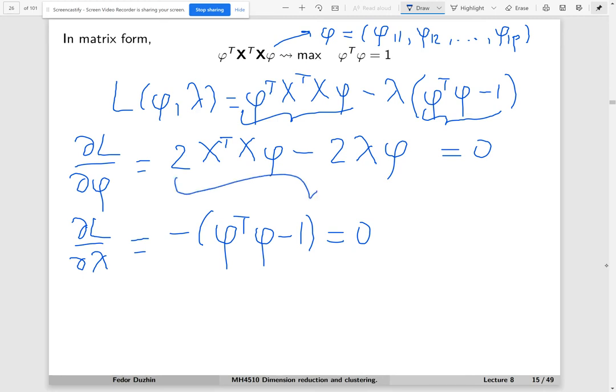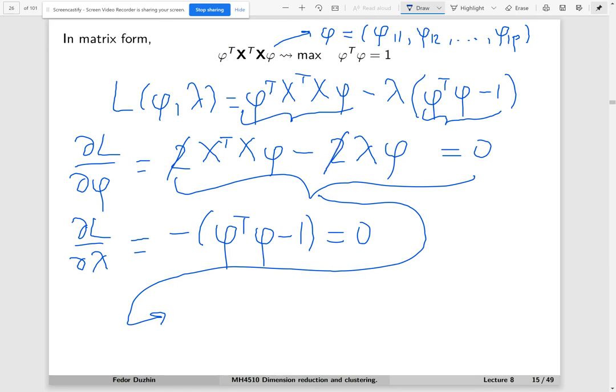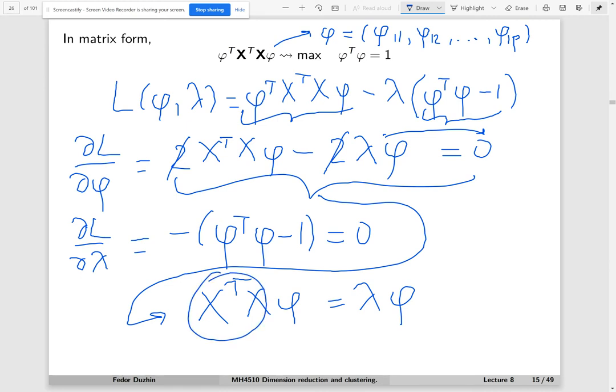But the interesting thing is this. Let me rewrite it. The 2 and 2 are going to cancel out, and then I'm going to move lambda phi to the right-hand side. Doing this, I'm going to get the condition x transpose x phi equals lambda phi. Which means that phi is an eigenvector of the matrix x transpose x, and lambda is an eigenvalue. And we know how to solve it.